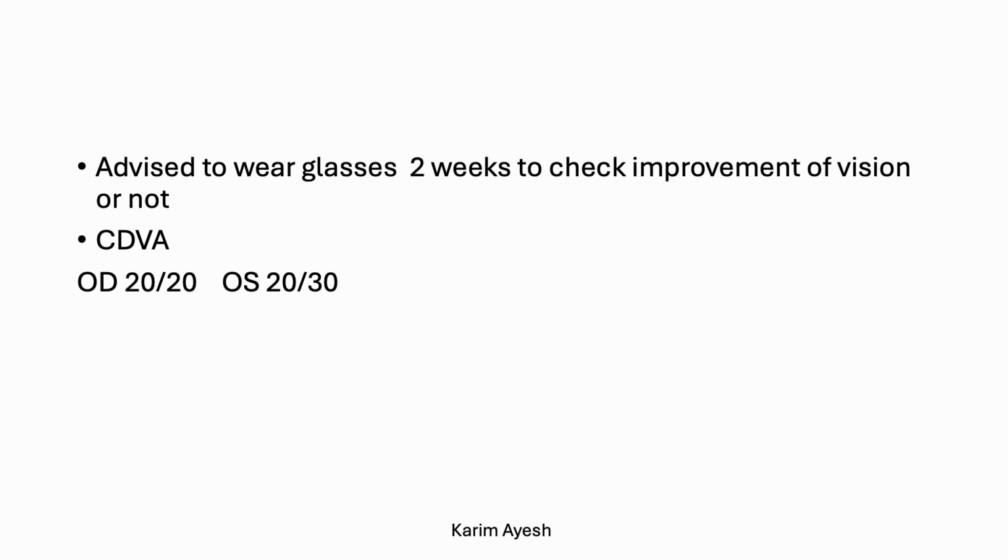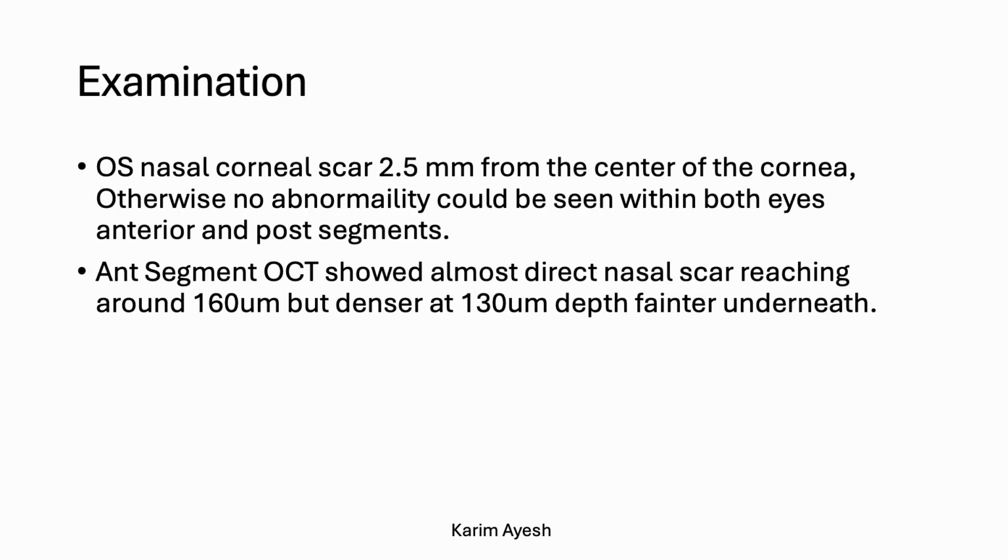So I gave him glasses and advised him to wear them for 2 weeks to check the improvement of vision. He came back after 2 weeks, seeing corrected visual acuity in the right eye 20/20 and in the left eye 20/30, and again he is insisting on surgery. By examination, the left eye has a nasal corneal scar 2.5 millimeters from the center of the cornea. Otherwise, no abnormality could be detected in both eyes in the anterior or posterior segment.